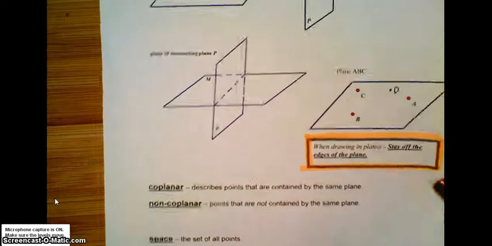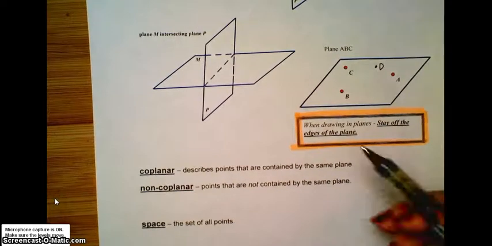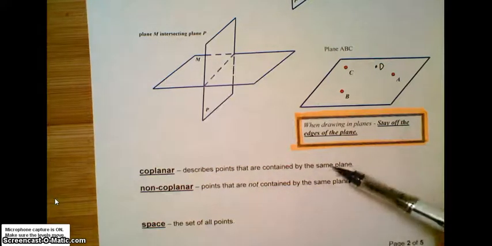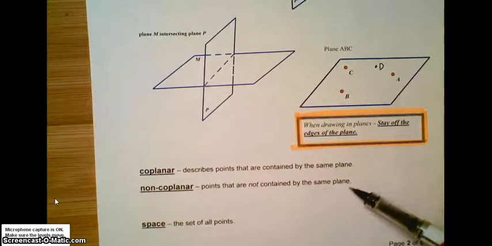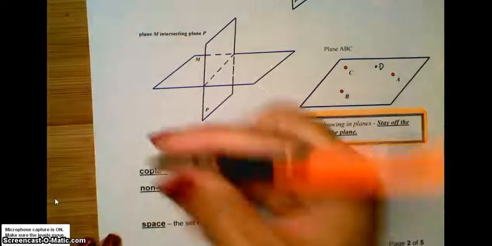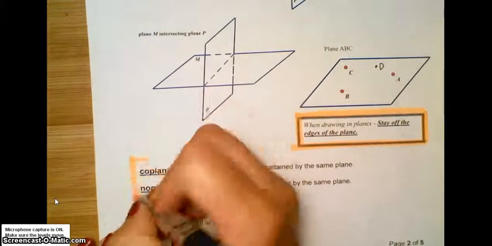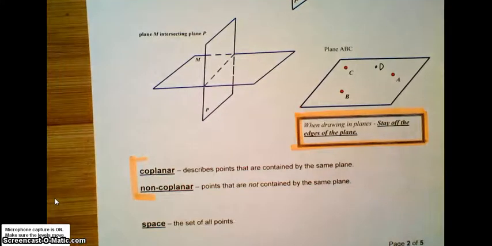A couple more vocab words at the bottom here. Coplanar is describing points contained by the same plane. Non-coplanar are points that are not contained by the same plane. Some simple vocab words, and again, we will end up discussing those more in class.